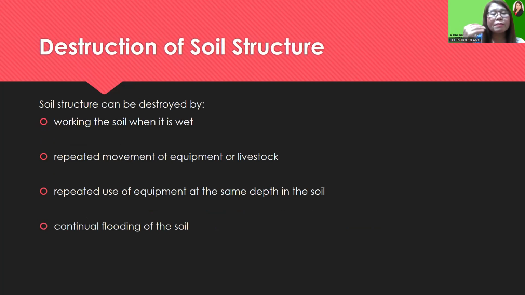Now, we also need to consider destruction of soil structure. Soil structure can be destroyed by the following: working the soil when it is wet, repeated movement of equipment or livestock, repeated use of equipment at the same depth in the soil, or continual flooding of the soil. So this will destroy the soil structure. We need to remember that the soil must not be destroyed so that all our plants will grow very well.